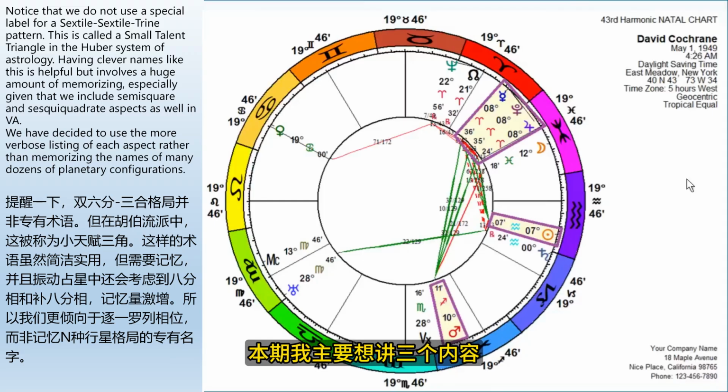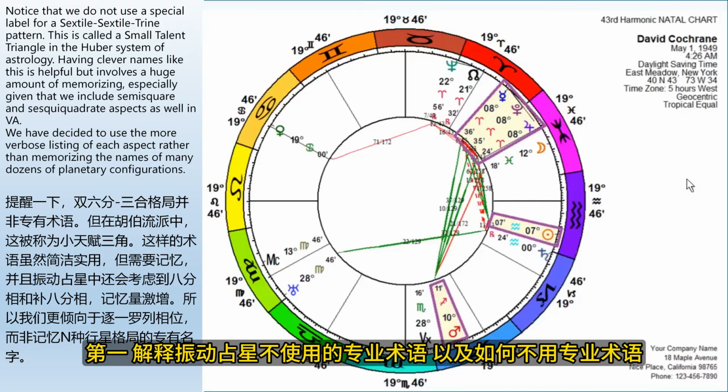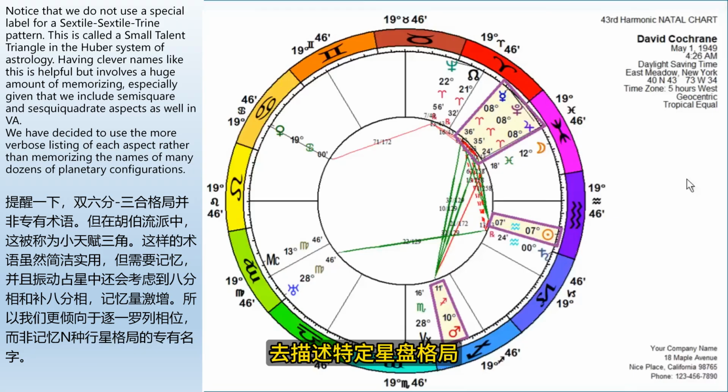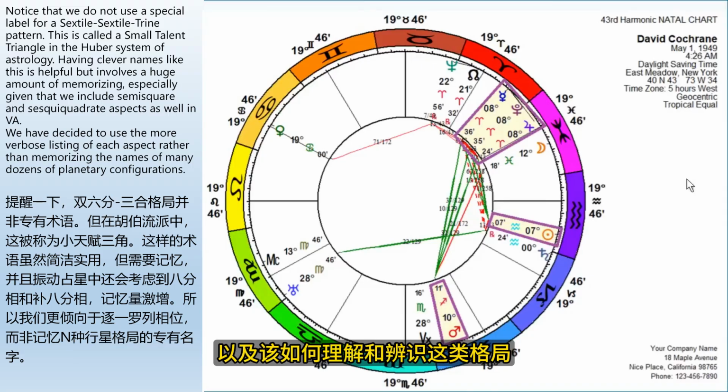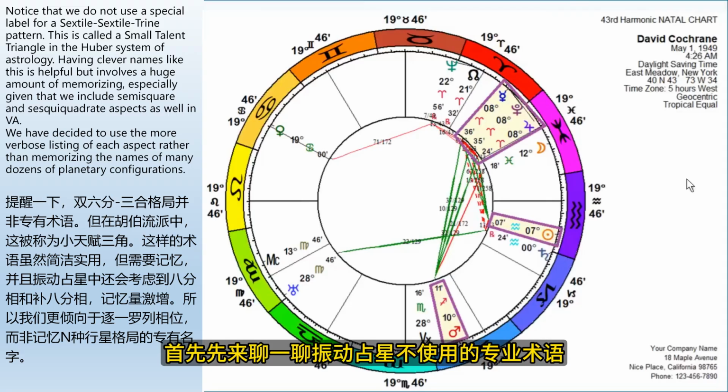Number one, a terminology that we do not use in VA and how we describe certain things without special terminology. Number two, power patterns. I want to go over a few kinds of power patterns. And three, some spreading patterns that are common and you might not be aware of how common they are, and how to think about them and how we see them. So a little bit more on power patterns and spreading patterns. And first, about terminology we do not use.